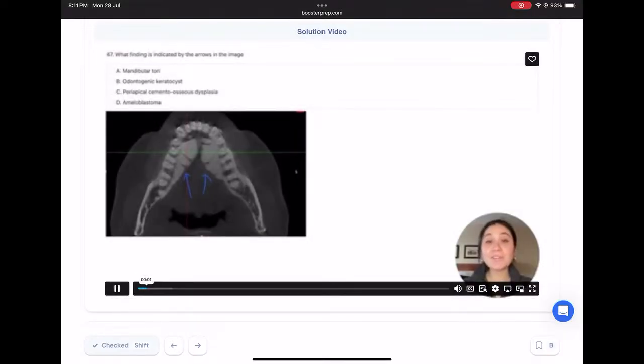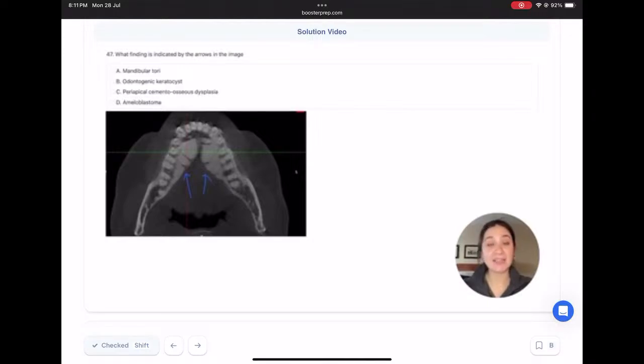This question asks, what finding is indicated by the arrows in the image? So let's take a look at our answer choices. First, we have an OKC. This would be a multilocular radiolucency in the posterior mandible. This is shown on the anterior mandible and is radiopaque, so this would not be the correct answer.